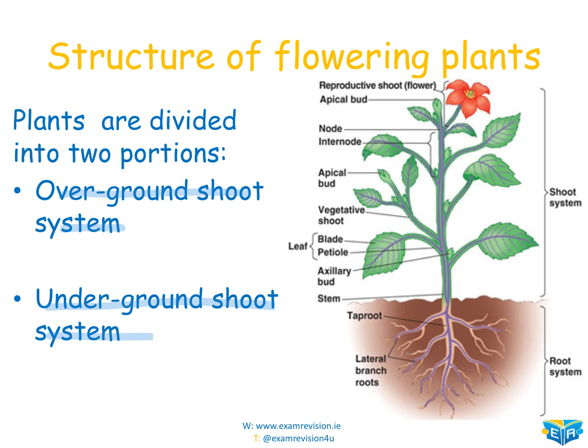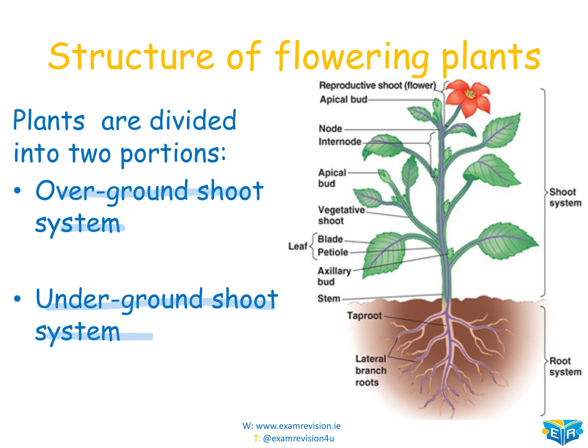In the shoot system up above, we generally have a flower, we have apical buds, we have nodes, internodes, vegetative shoots, we have leaves, which are composed of blades and petioles, we have axillary buds, and we also have our stem. And then we can have different types of roots, which we will get to in a little while. So this one here is a taproot. We also can have fibrous roots as well.